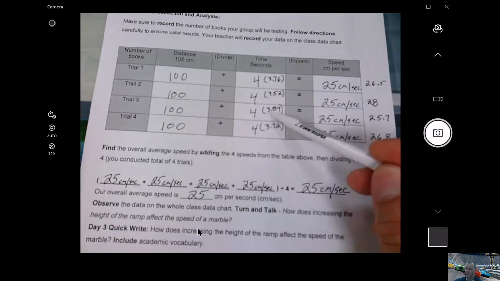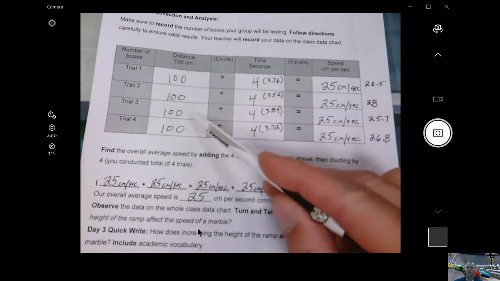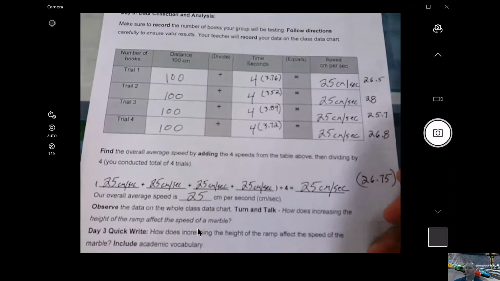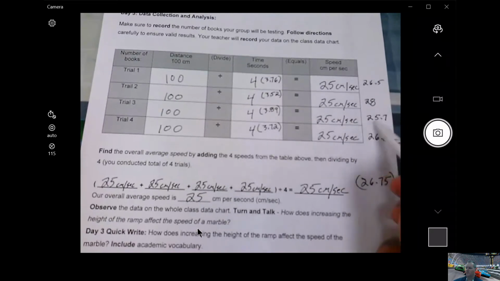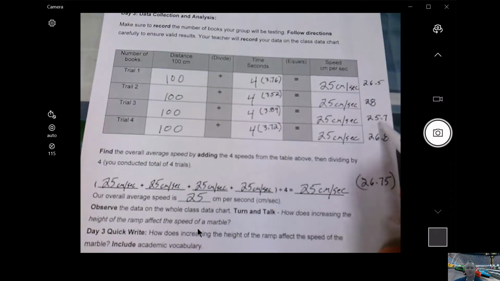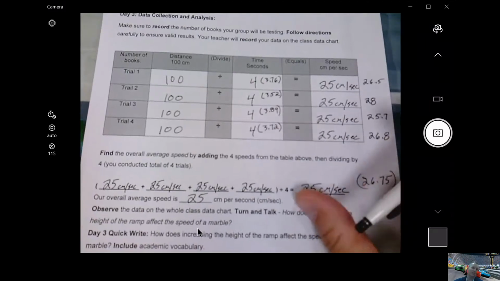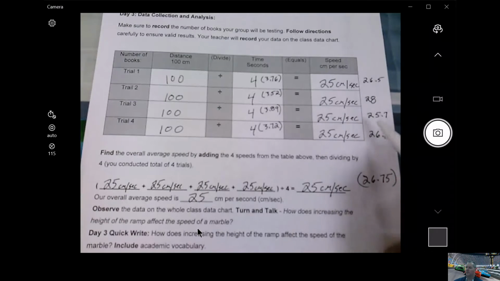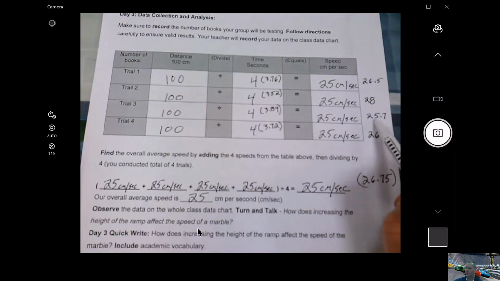And look at this one, 3.89. So it took a little longer to go 100 centimeters for this trial. And that was a lot closer to 25 centimeters, so 25.7. So that's slower. So I could totally see without rounding to the nearest second why that would be important, because it does show us that relationship. We could see that trial 3 was actually slower than trial 2.